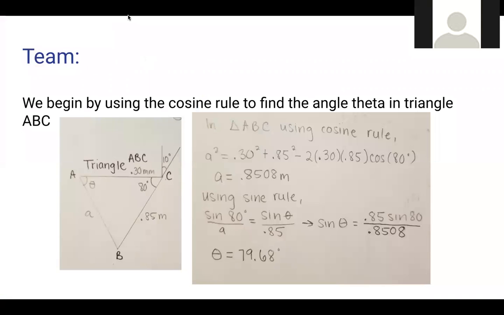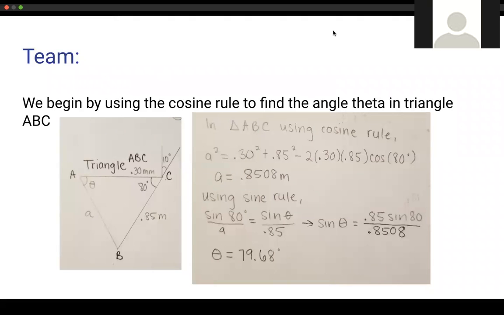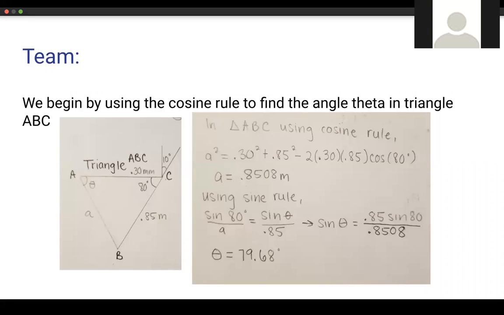So our plan was to start with finding the force F_AB. To do this, we used the cosine rule to find the angle theta in triangle ABC. As you can see in our drawing, we drew out the triangle, and using the cosine rule and sine rule, we were able to find the angle theta to proceed to calculate force AB.